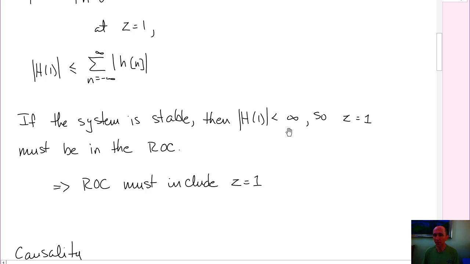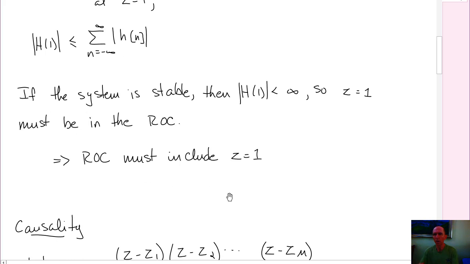And if that's not infinite, right, we said that for some values of z, h of z is going to be infinite, and for some values of z it won't be infinite. For the values of z where h of z is not infinite, those we call the values of z in the region of convergence. So, if z equals 1 is in the region of convergence, then it means that the system will be stable.